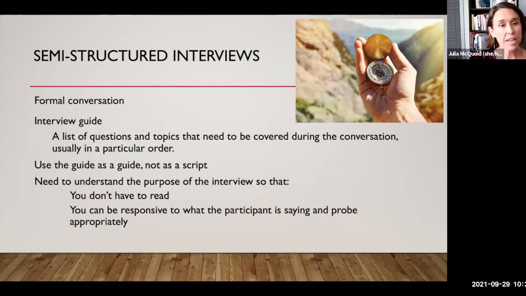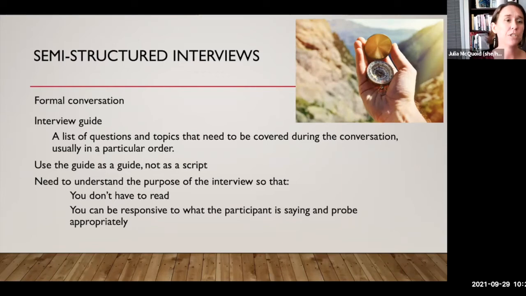The important thing about this, though, is that this is a guide, not a script. You're not going to sit down and robotically go through the list of questions, deliver them, and then receive an answer. It's a guide that helps you, like a compass, to navigate the landscape of the conversation with the study participant.